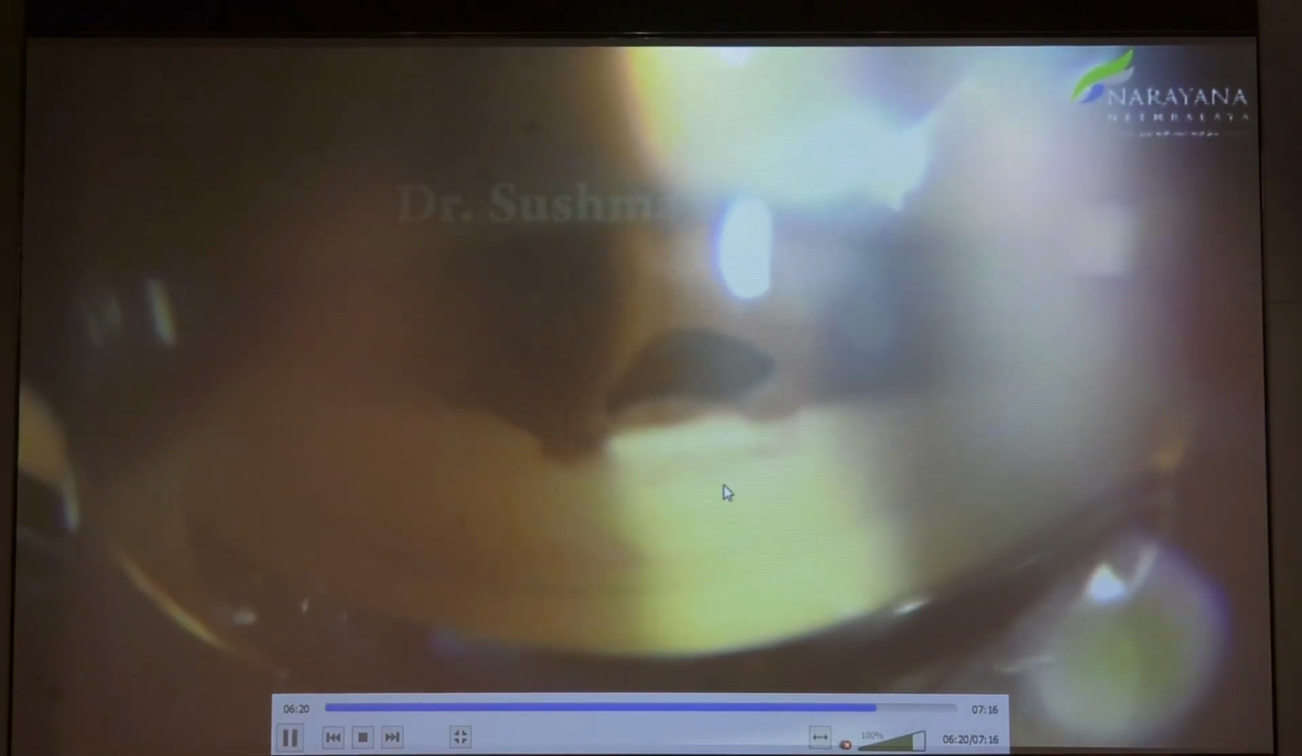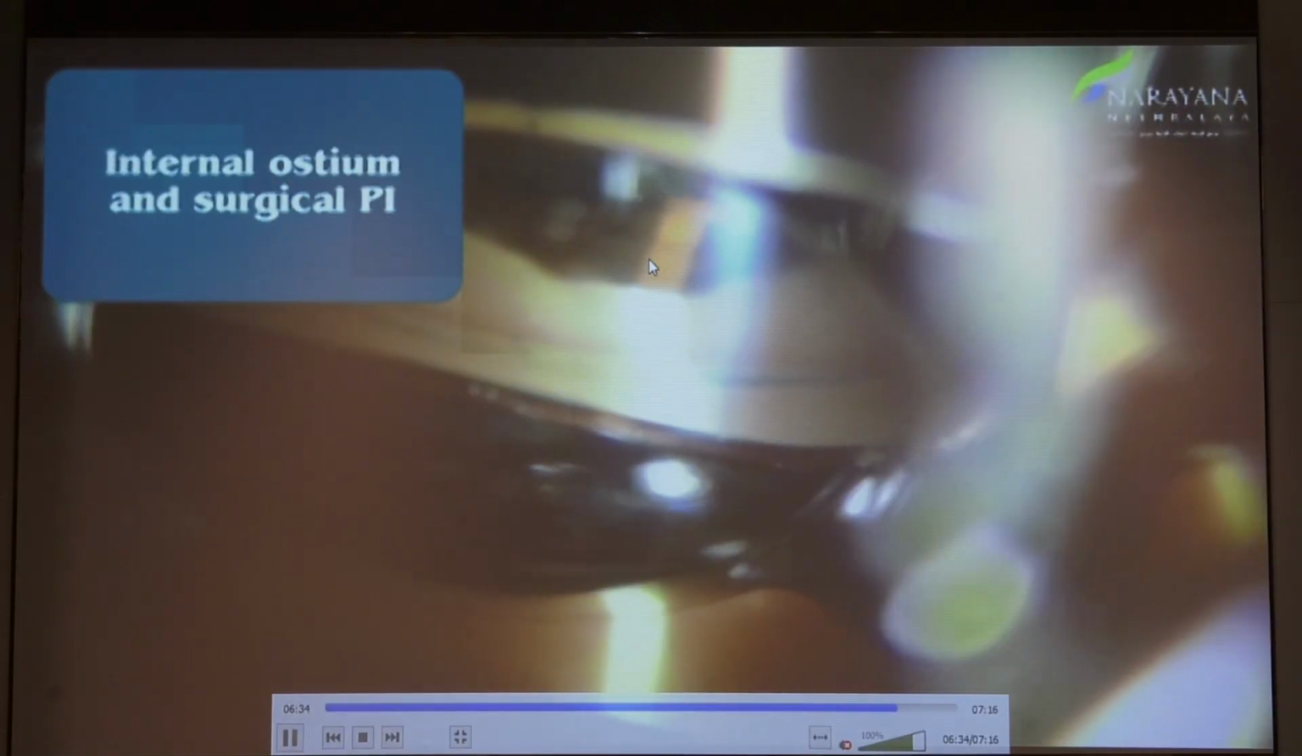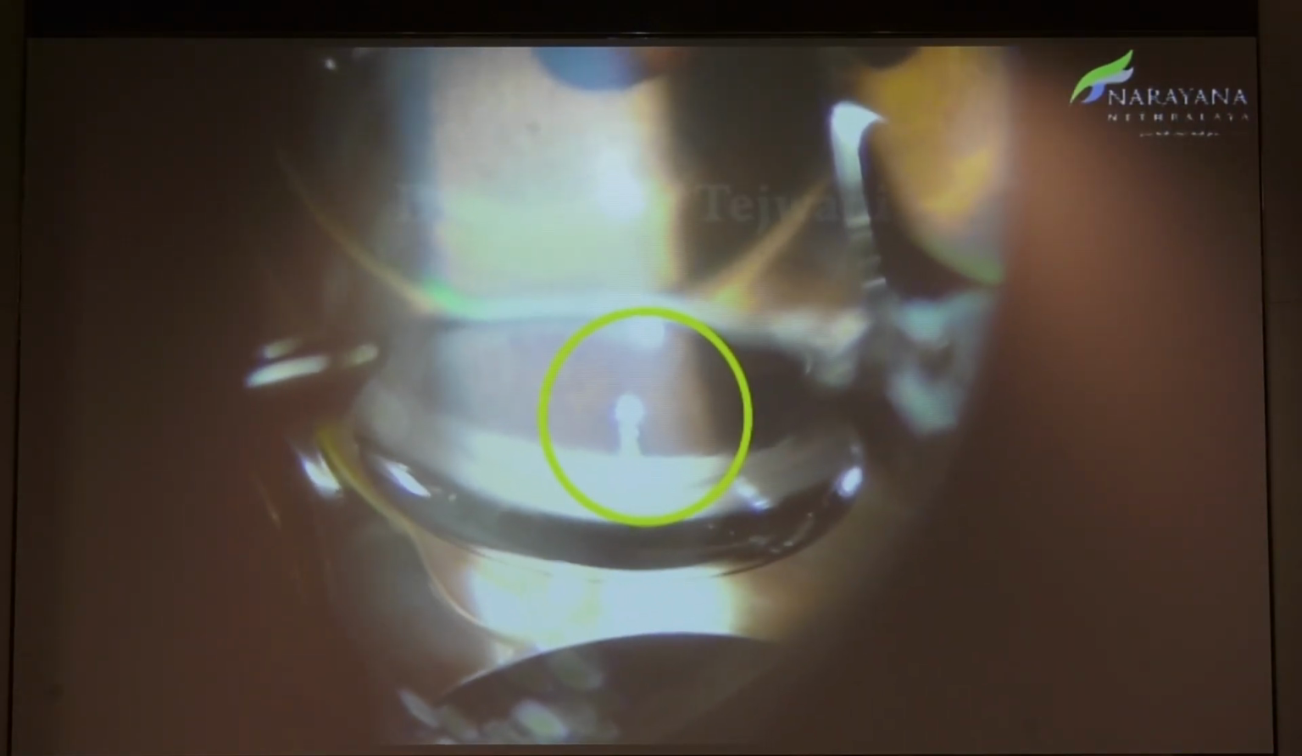This is an internal ostium, which you can see is patent post-trabeculectomy. When post-trabeculectomy there is a failure or the pressures increase, we tend to look at whether the internal ostium is patent. This is a closed internal ostium due to iris. That means you would require another surgery, and working on the external surface would not help.